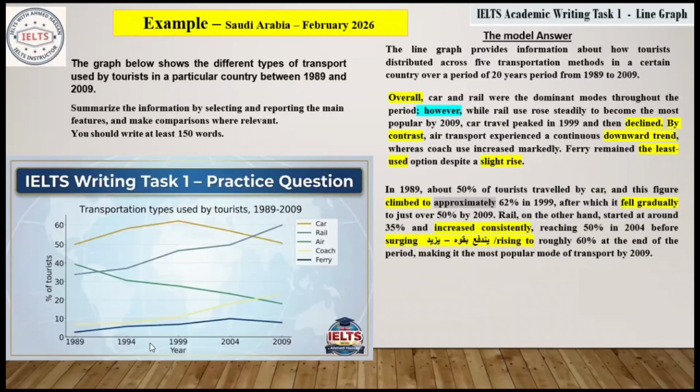If you see 1989, yes, 1999. After 1999, it fell gradually to just over 50% by 2009. We speak about car. At the beginning, it starts at 50%, and in the middle, this percentage will rise to 62%. So the use of car will increase in the middle of this line.